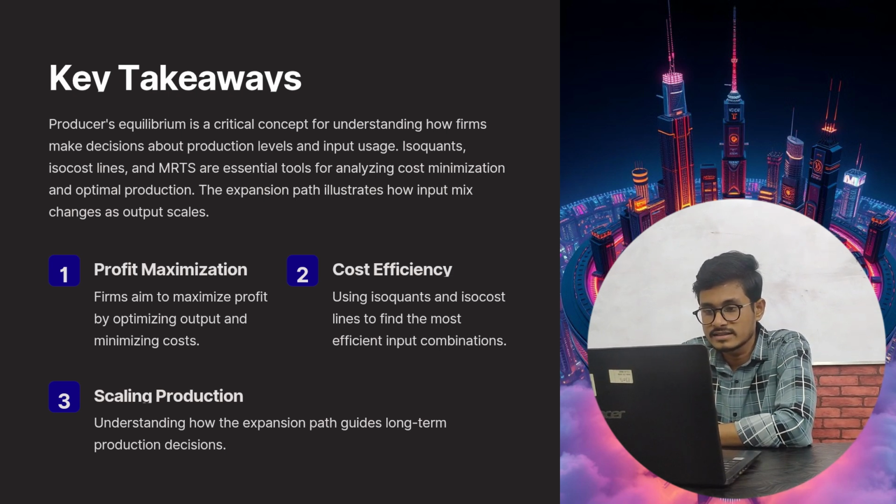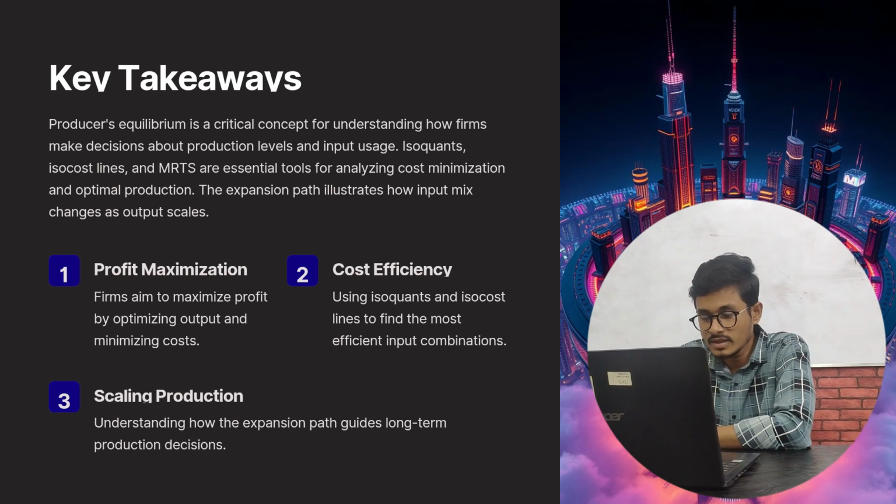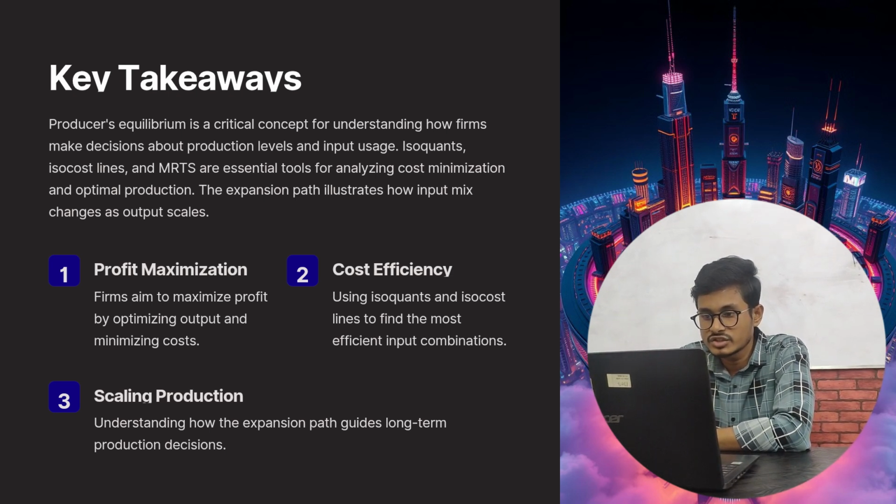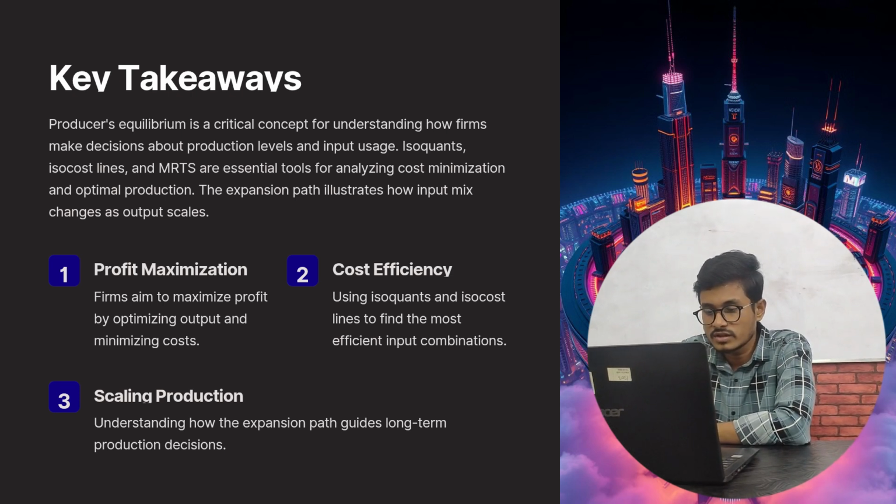how firms make decisions about production levels and input usage. Iso-quants, iso-cost lines and MRTS are essential tools for analyzing cost minimization and optimal production. The expansion path illustrates how the input mix changes as output scales.